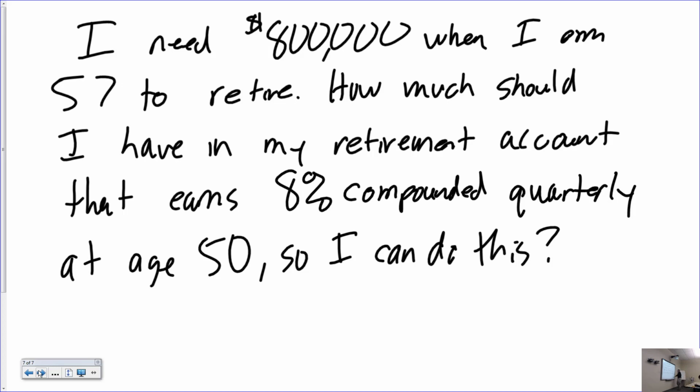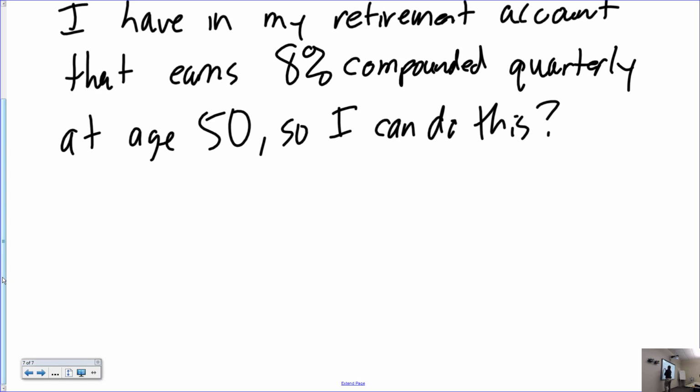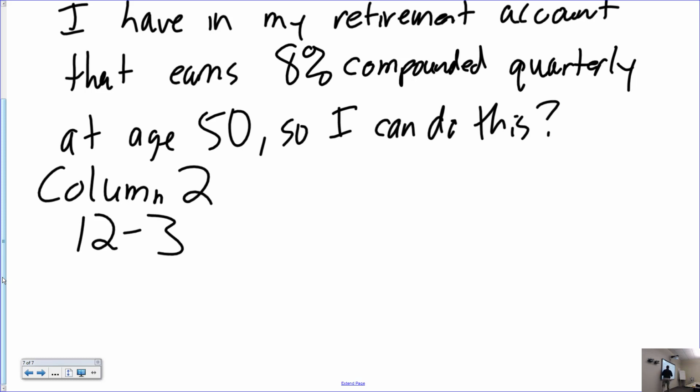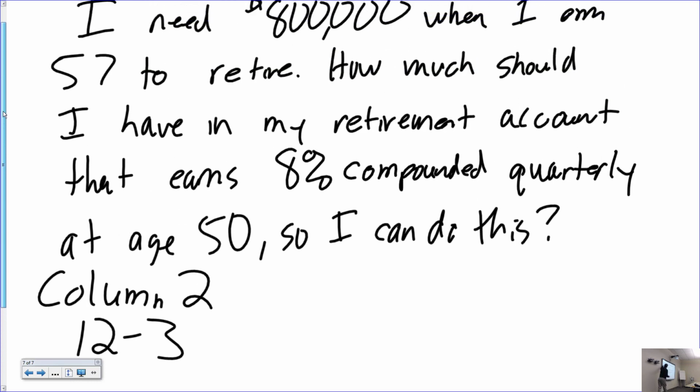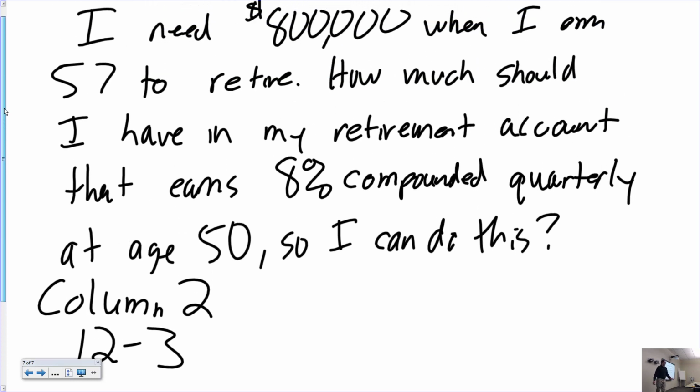So, what type of a problem is this, folks? Going backwards. This is a backwards problem, right? Because I know how much money I need in the future. I need $800,000 when I'm 57, right? So this is a column 2 or 12-3 problem. So that's kind of what I would like you guys to do when you do problems in the homework for chapter 12. Read the problem and then figure out whether you're going forwards or backwards. That's the first step, all right?